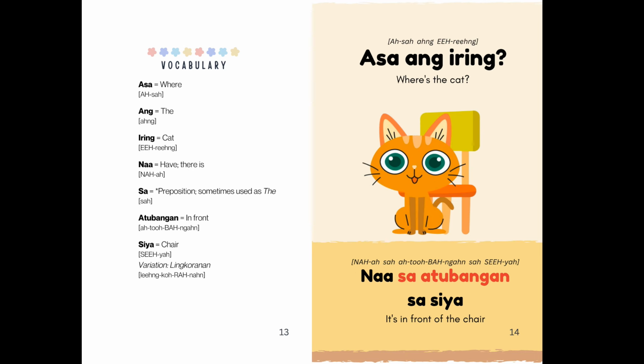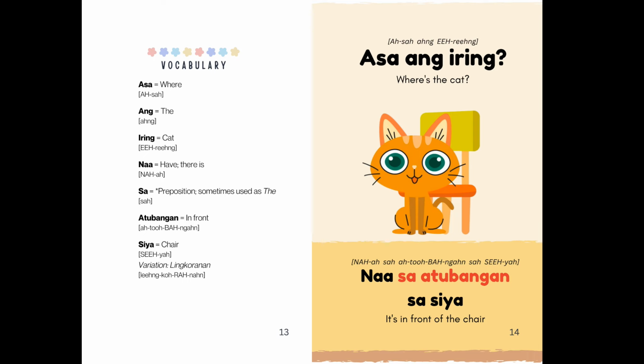Page 14. Asa ang iring? Where's the cat? Naa sa atubangan sa siya. It's in front of the chair.